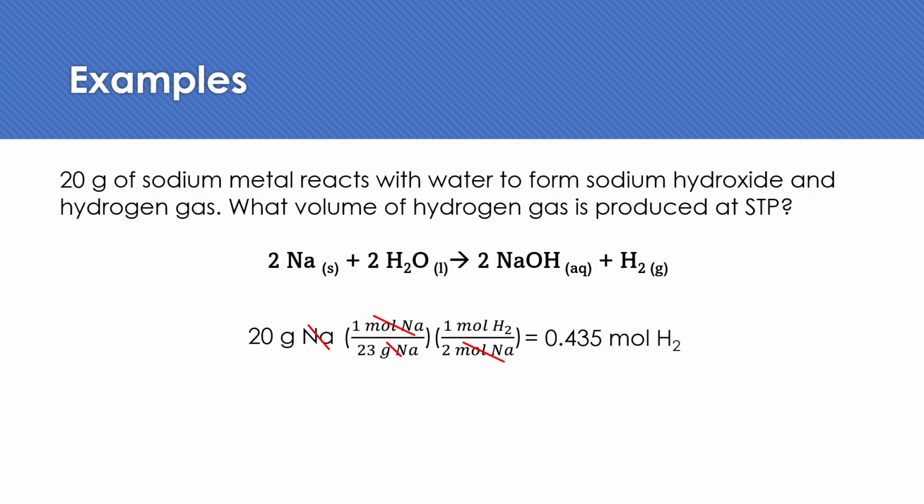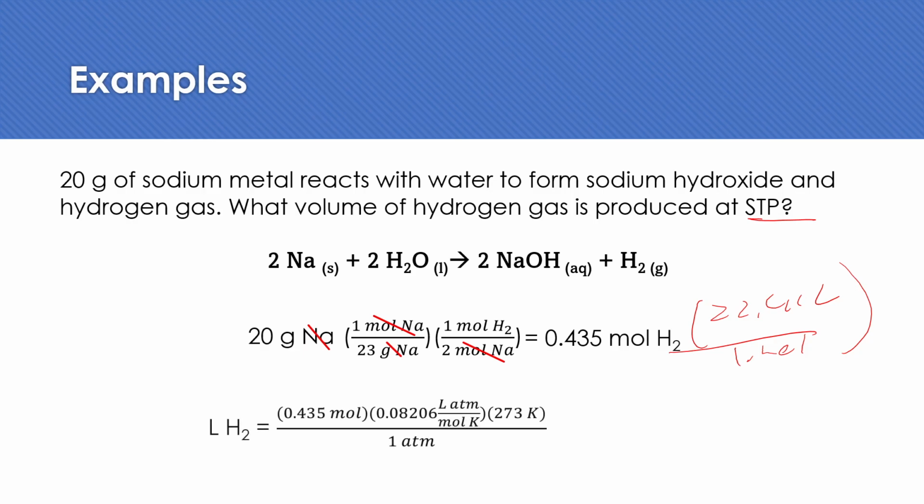Now, I could just say, okay, there's 22.41 liters per 1 mole because it's at STP. But for practice's sake, we're going to plug that into our PV equals nRT, right? So PV equals nRT, and V equals nRT over P. So 0.435 moles at 273 K, 1 atmosphere, and you get 9.75 liters of H2.